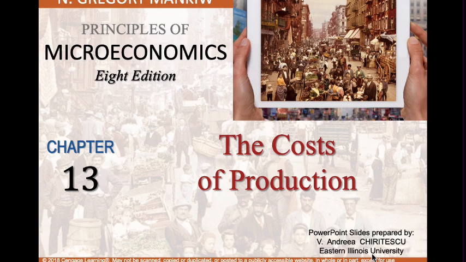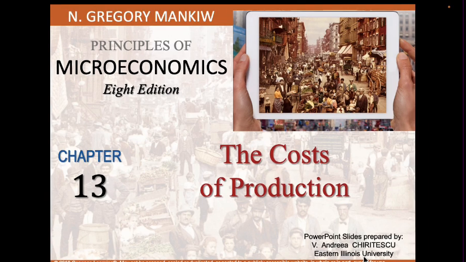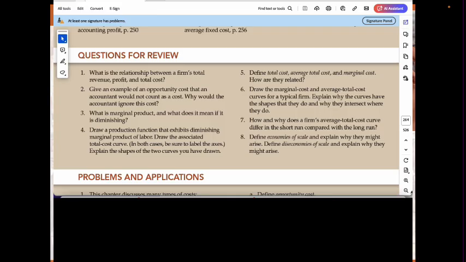So let's quickly go through them. The first one is, what is the relationship between a firm's total revenue, profit, and total costs? We should be able to give an example of what an opportunity cost is, and why might an accountant not consider opportunity cost as a cost?